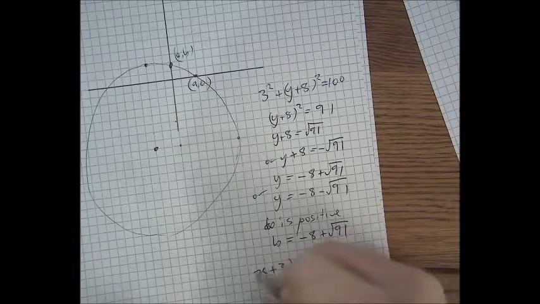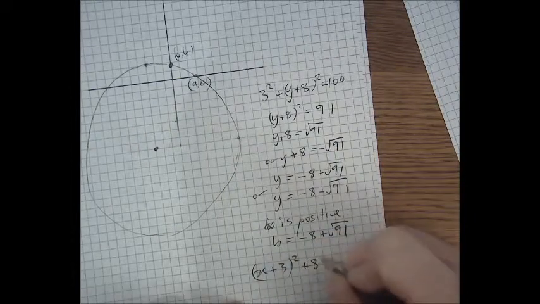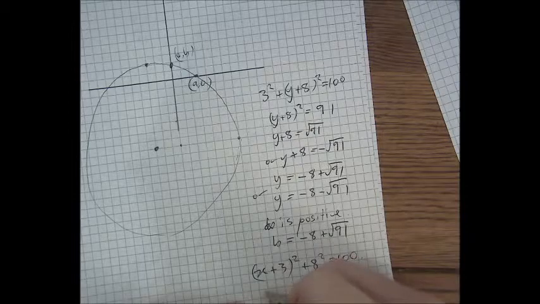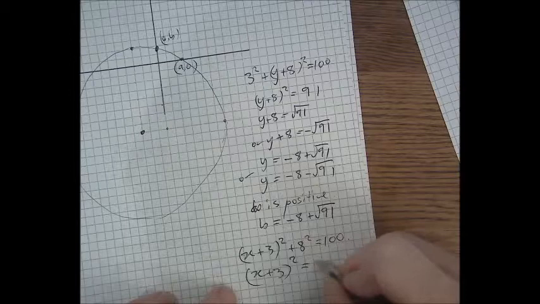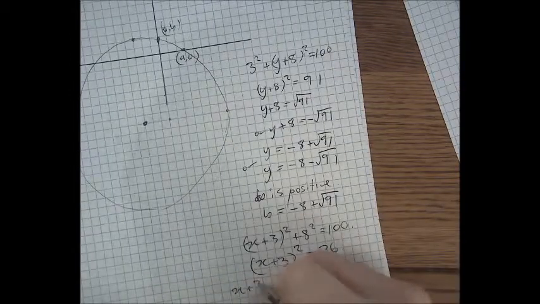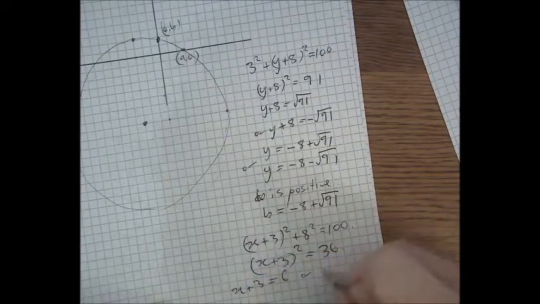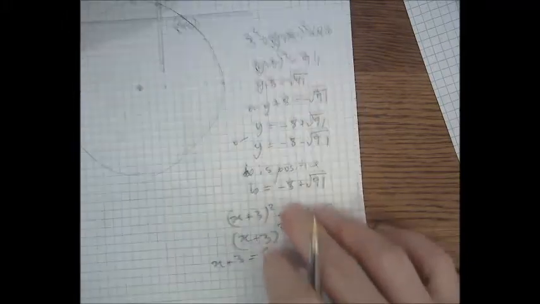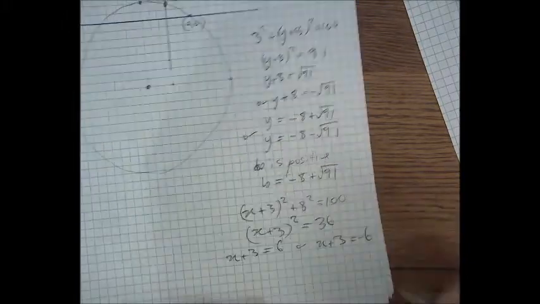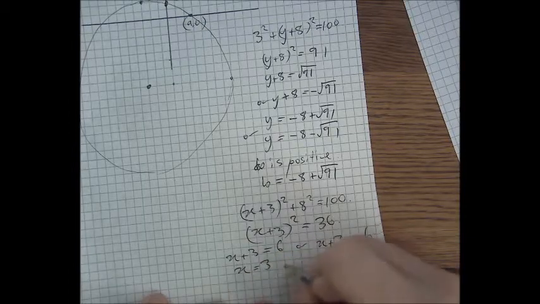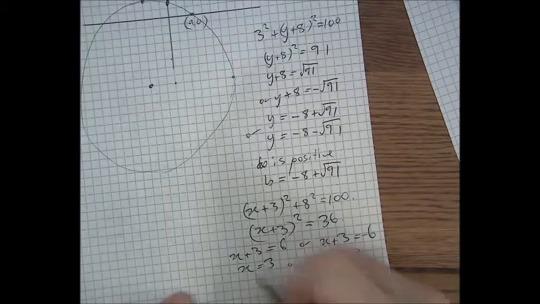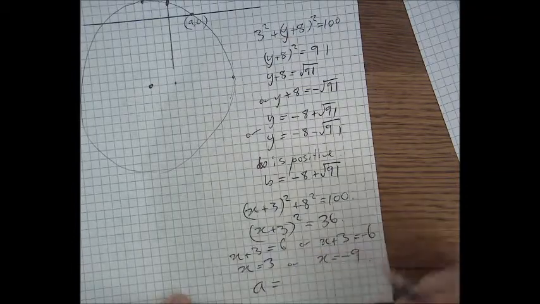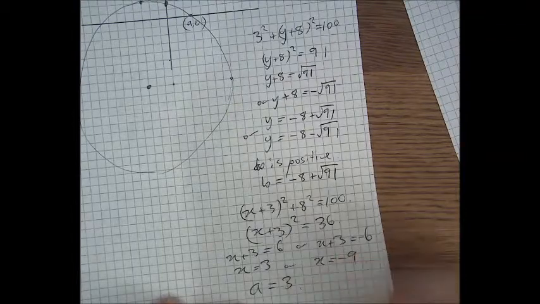x-intercepts. So here I'm doing the x-intercepts. They come from y being 0. So it's 64, take that away from 100, you get 36. So x plus 3 equals 6, or x plus 3 equals -6. So x equals 3, or x equals -9. So therefore, a being the positive x-intercept is 3.